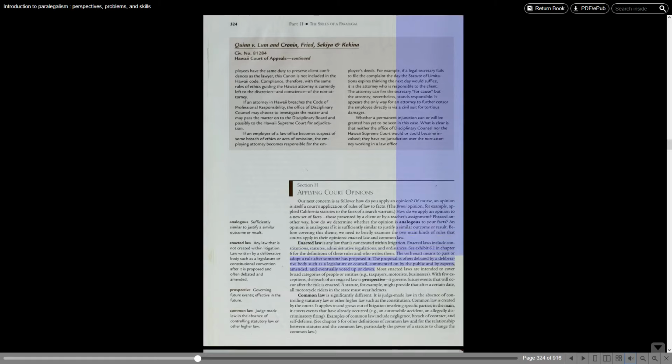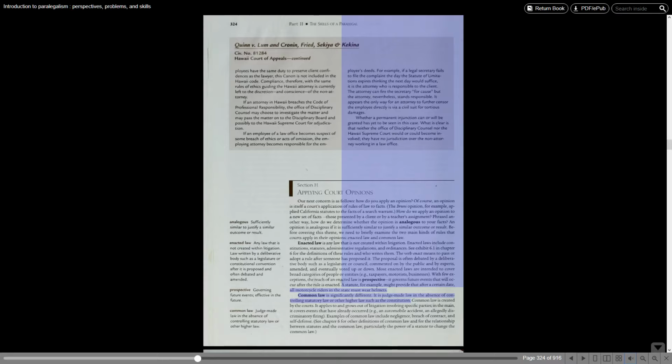The proposal is often debated by a deliberative body, such as a legislature or council, commented on by the public, and by experts, amended, and eventually voted up or down. Most enacted laws are intended to cover broad categories of people or entities, e.g., taxpayers, motorists, businesses. With few exceptions, the reach of an enacted law is prospective. It governs future events that will occur after the rule is enacted. A statute, for example, might provide that after a certain date all motorcycle riders in the state must wear helmets.